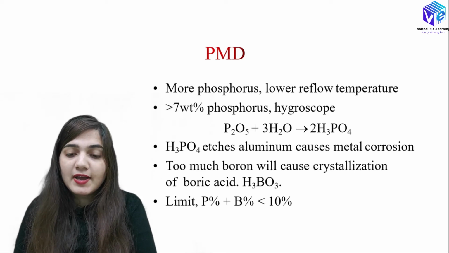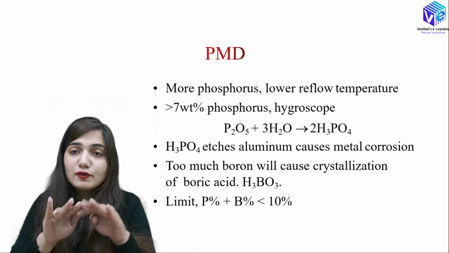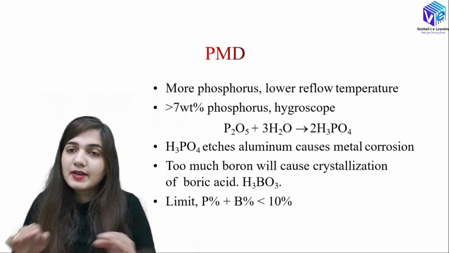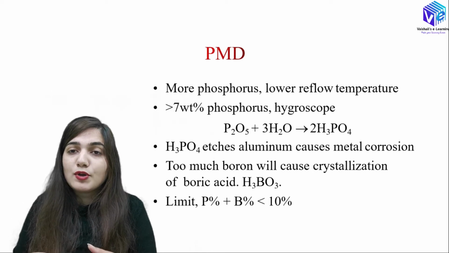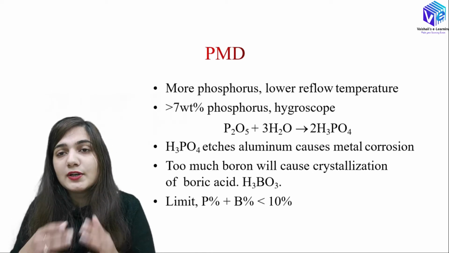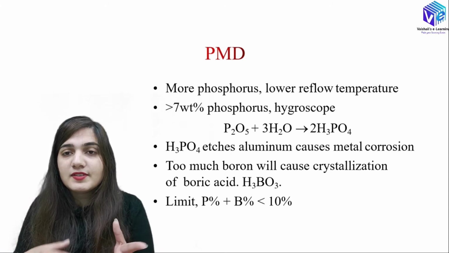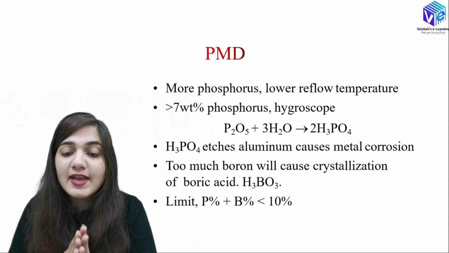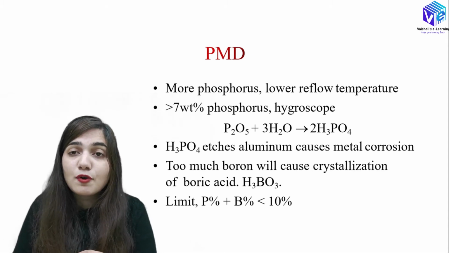So here if I use more of phosphorus, we will have a lower reflow temperature. I want reflow temperature so that the surface will become smooth. If I am depositing some layer, it should have a smoother surface. So I am going to heat it. This is called the reflowing process. And if I am using more and more of phosphorus, the reflow temperature would be less. So if I am using more than 7% weight of phosphorus, it is hygroscopic in nature.